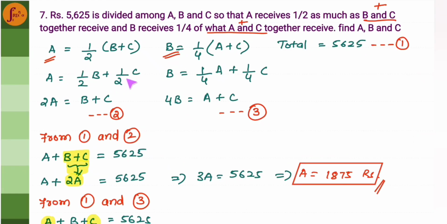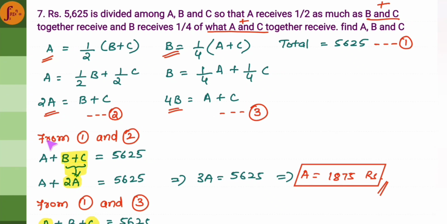So we simplify this, we'll get 2A is equal to B plus C and 4B is equal to A plus C. Now we can add up A, B and C, because if you add up all their shares, A plus B plus C is going to be equal to 5625, right? So B plus C is 2A. So let's substitute 2A here. So we'll get A plus 2A is equal to 5625, or 3A, and then A is 1875.